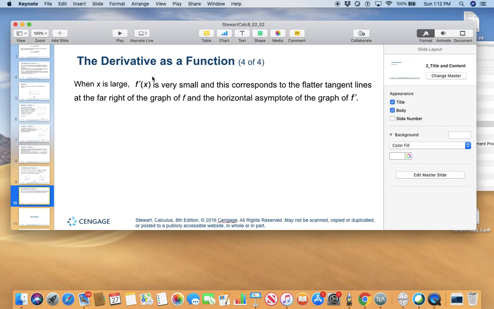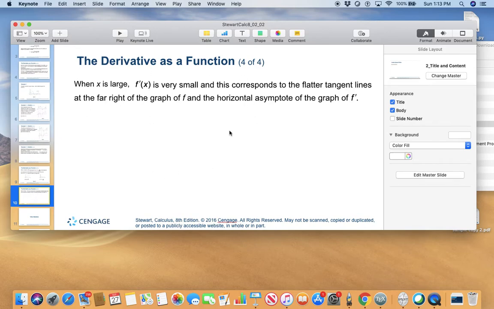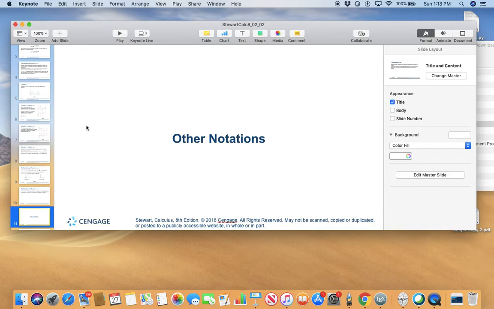When x is large, f prime is very small, and this corresponds to the flatter tangent lines. Whereas if you go far away, you see this is getting flatter. It is not growing fast. You see, it is getting flatter. That is, the slope is getting closer to 0. That's all they are saying. All right. So I hope you have a geometric understanding of what the derivative means.